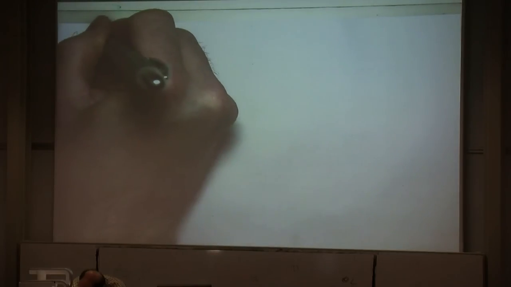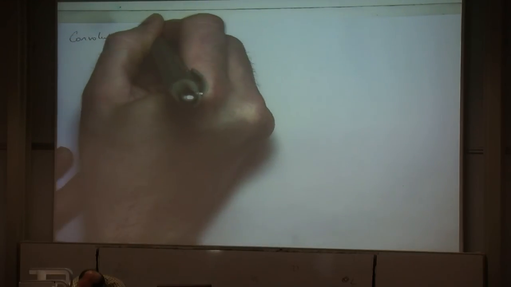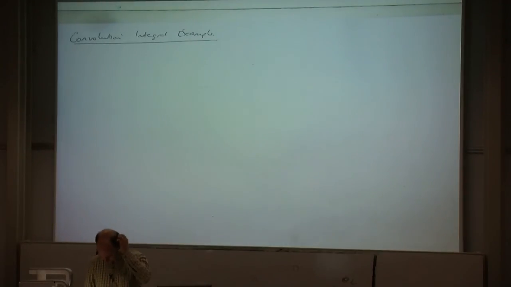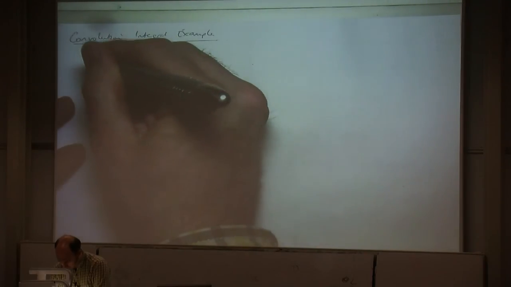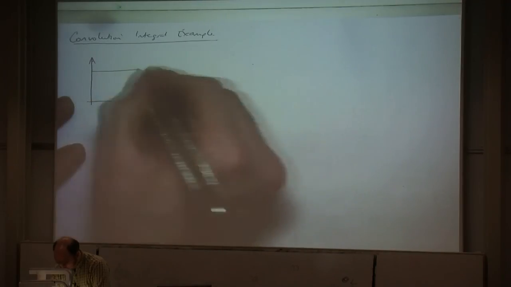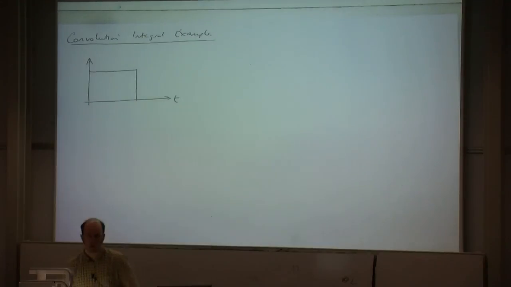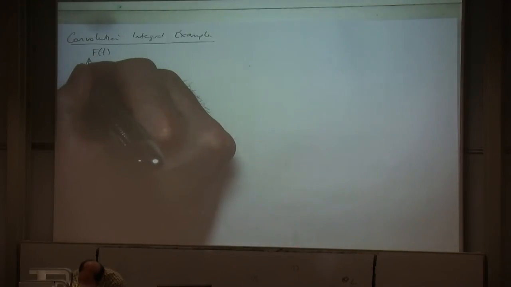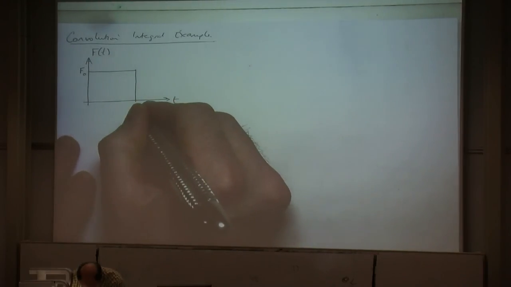As an example, we'll call this the convolution integral example. As a basic example, there is my non-periodic function. This is f of t. This value I'm going to give a value of f0, and we'll call this value t0.